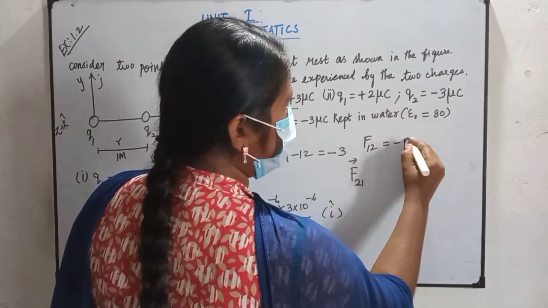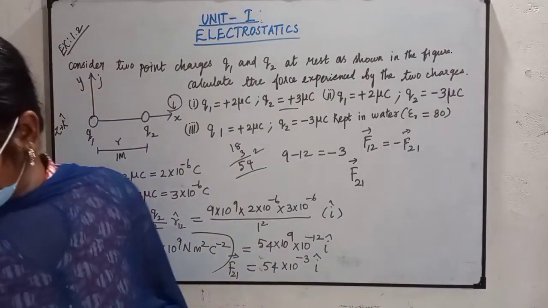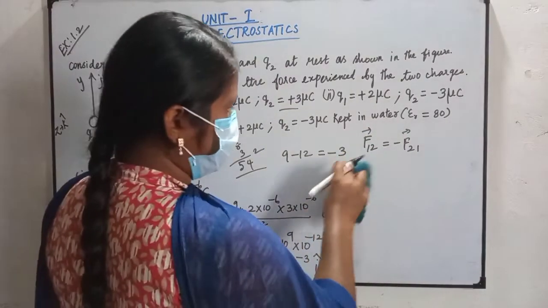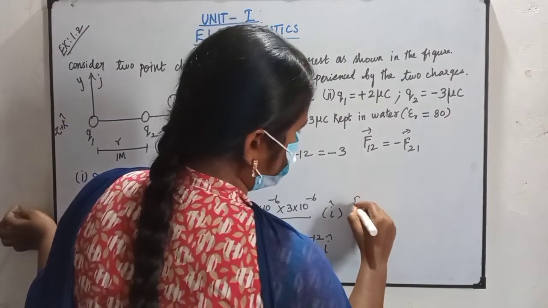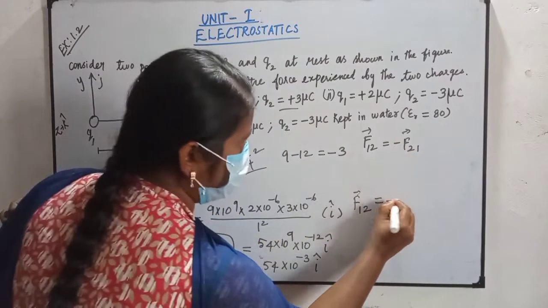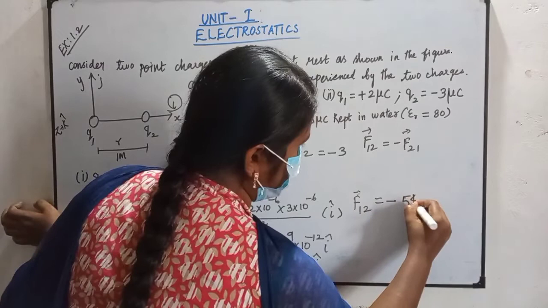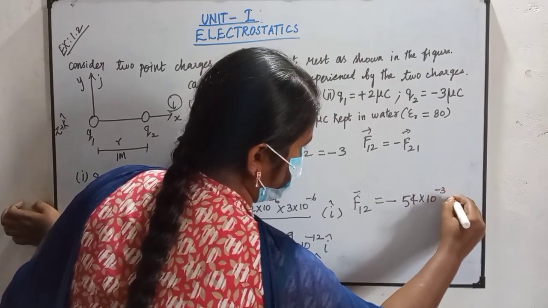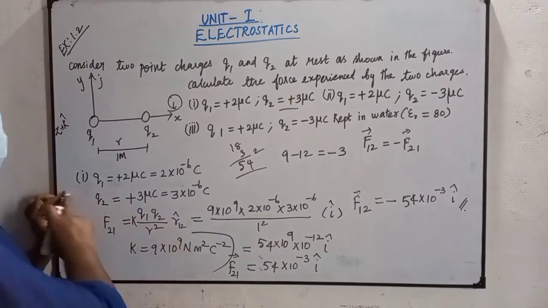F12 is equal to minus F21. So now we have to write the value simply. F12 is equal to minus F21. Minus F21 is 54 into 10 to the power minus 3 i. So this is the value of force in case 1.